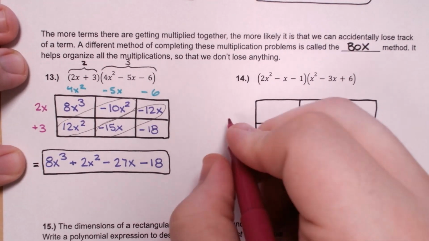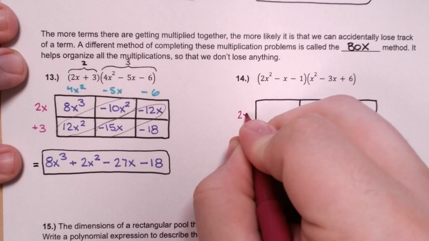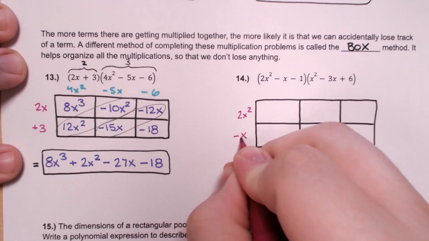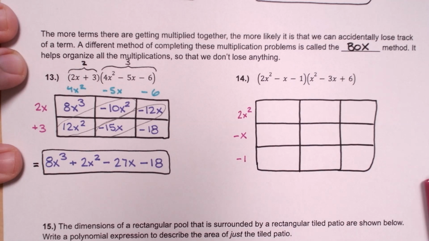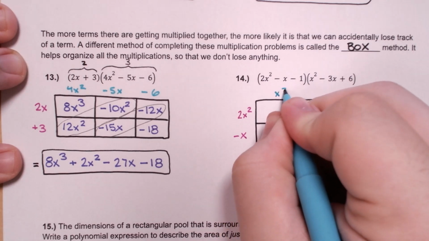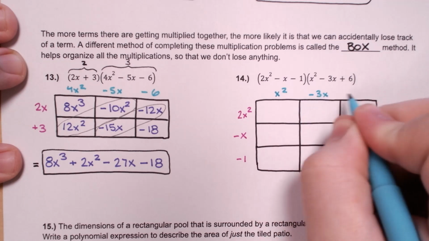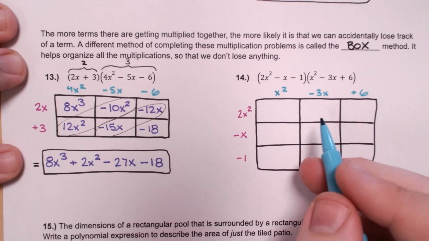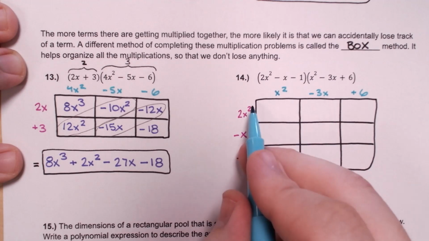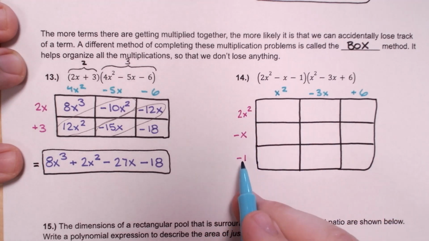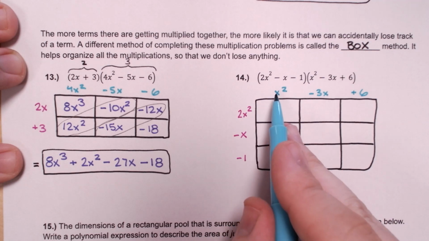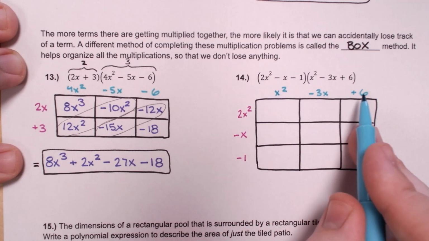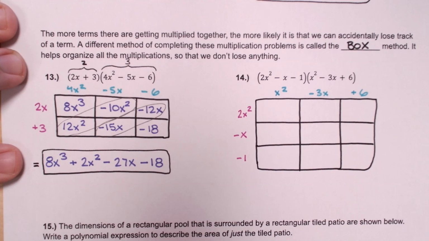On the side, I'm going to write 2x squared minus x minus 1. And along the top, I'm going to write x squared minus 3x plus 6. And honestly, it does not matter which side you write each of these polynomials on. You could have written x squared minus 3x plus 6 down the side, and 2x squared minus x minus 1 across the top. Does not matter.